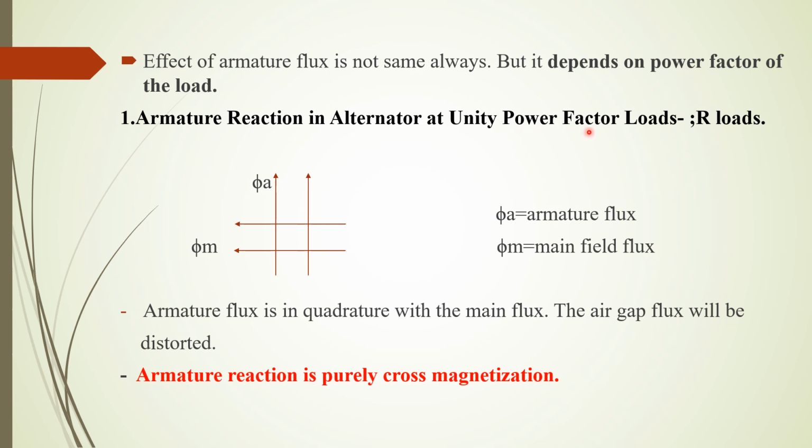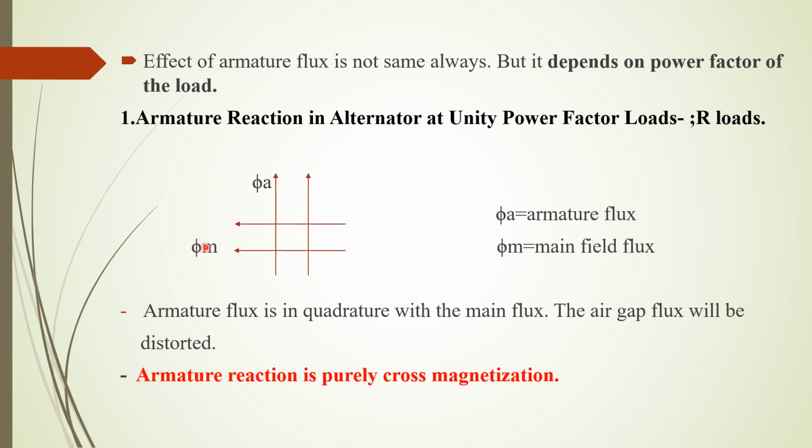We know that unity power factor loads means it will be a resistive load. In resistive loads, current and voltage, both of them are in phase. And as a result, due to the presence of resistive load, what will happen in armature reaction? This upward arrow indicates phi A. Phi A is nothing but flux due to armature. So phi A is armature flux.